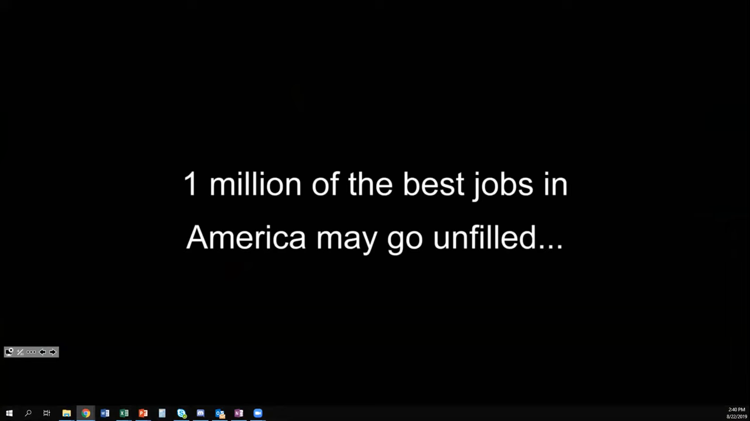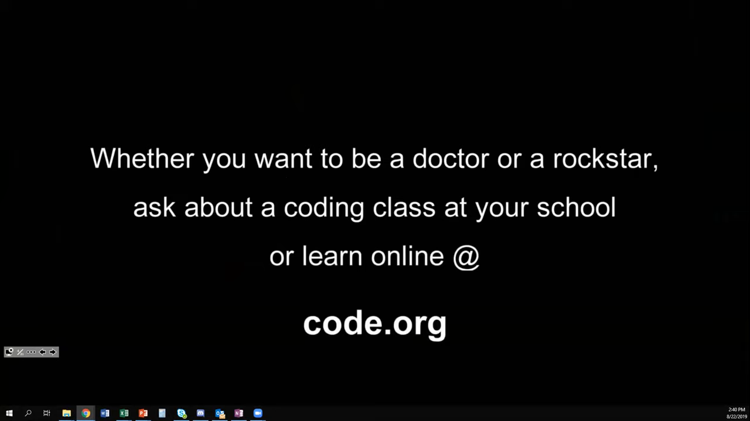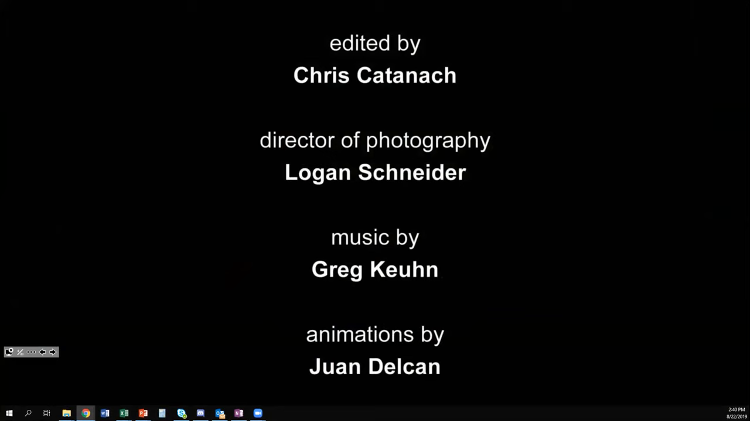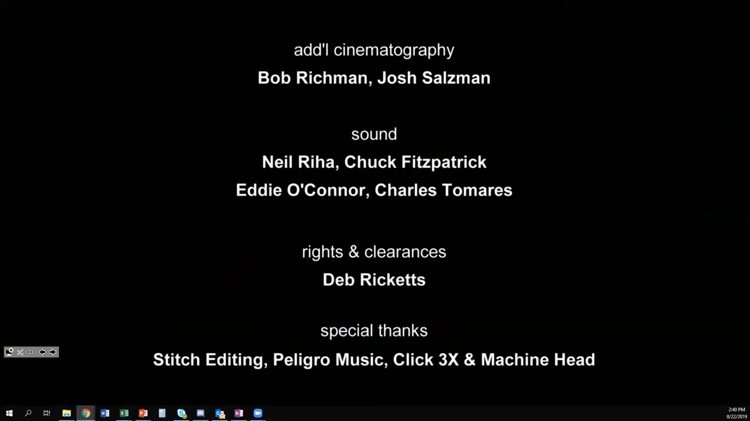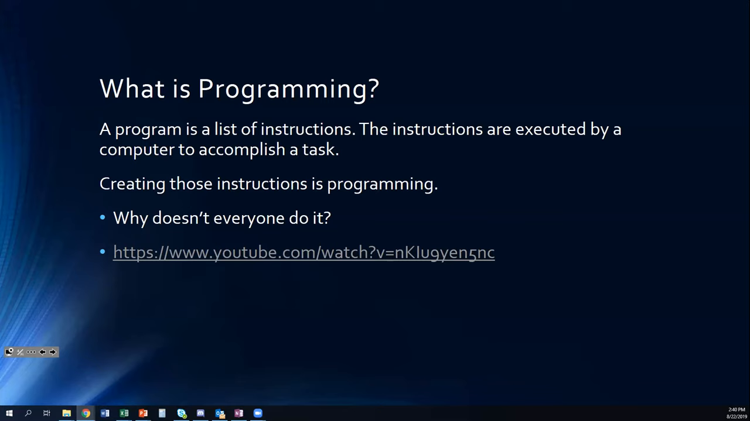Okay, look at these statistics because this is from a few years ago. Now, code.org, if you're not familiar with it, back when this video was produced, our previous president had just declared a state of emergency in our country because we don't have enough software developers.